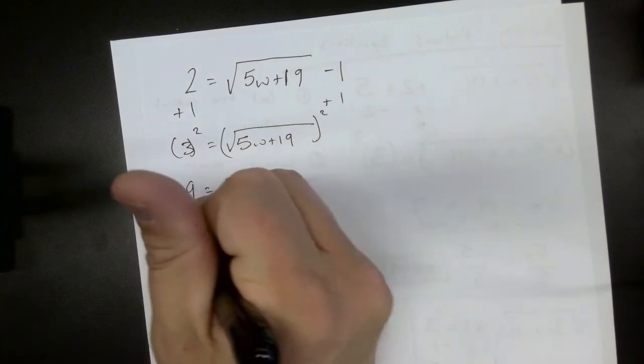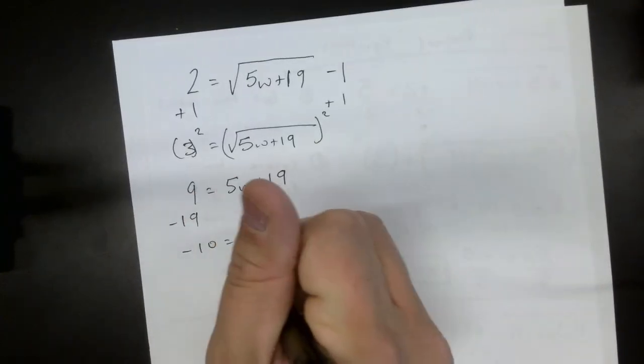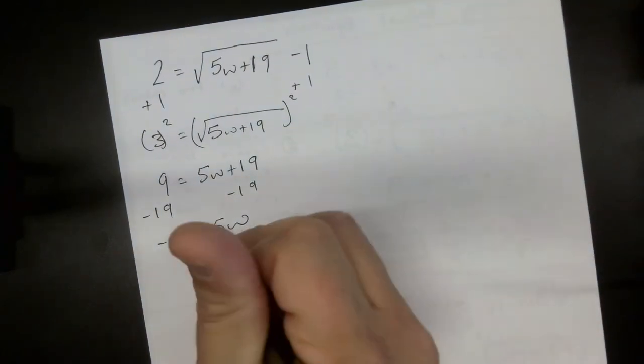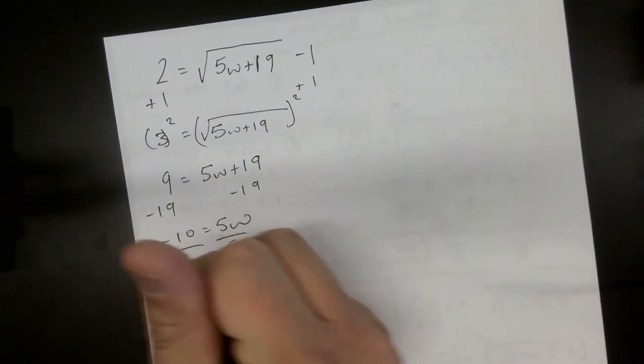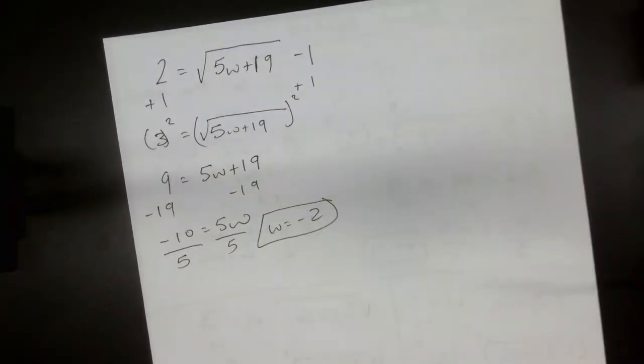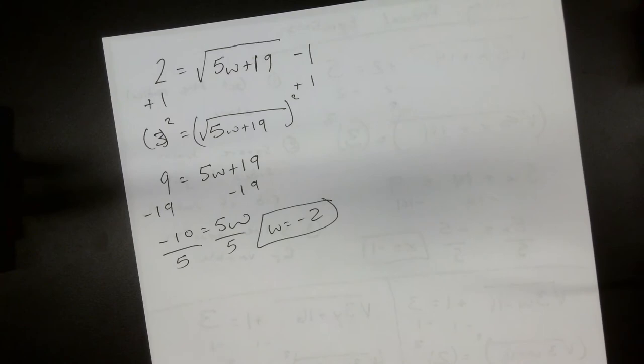Nice, Mon. So we get negative 10 equals 5W. Kellen, what do we do? So W equals negative 2, right? So it doesn't matter whichever way it's set up. You still solve it the exact same.